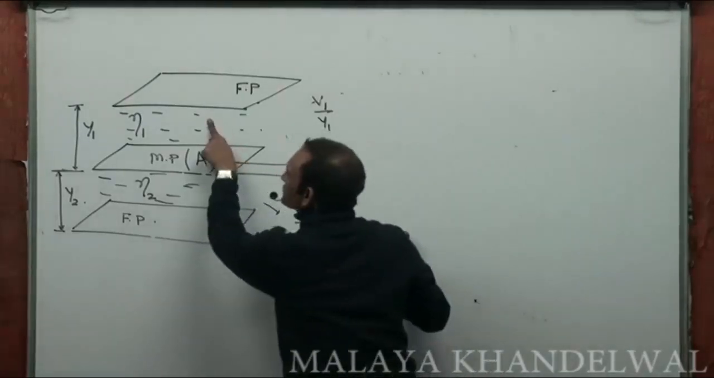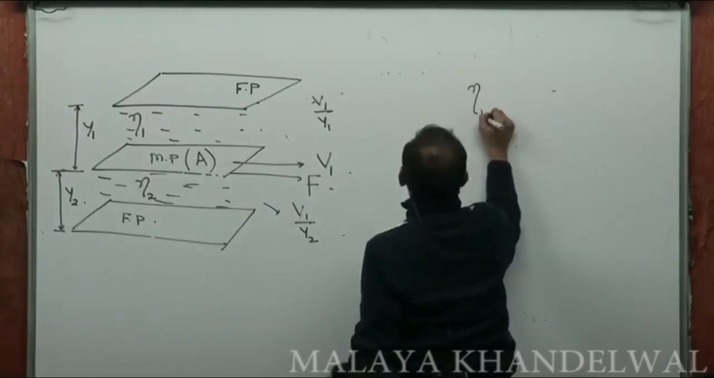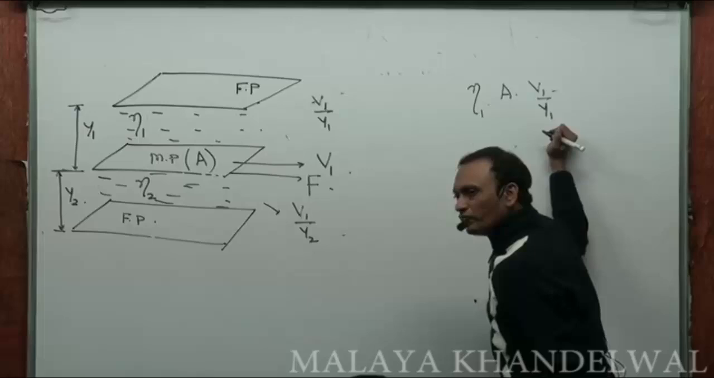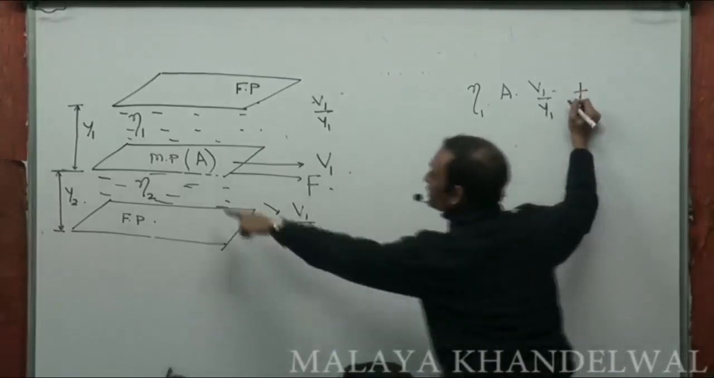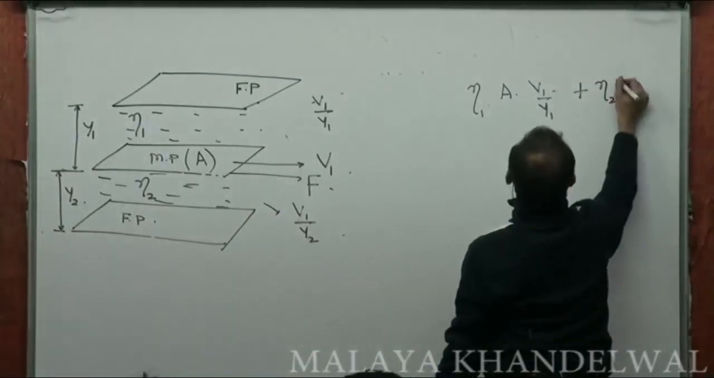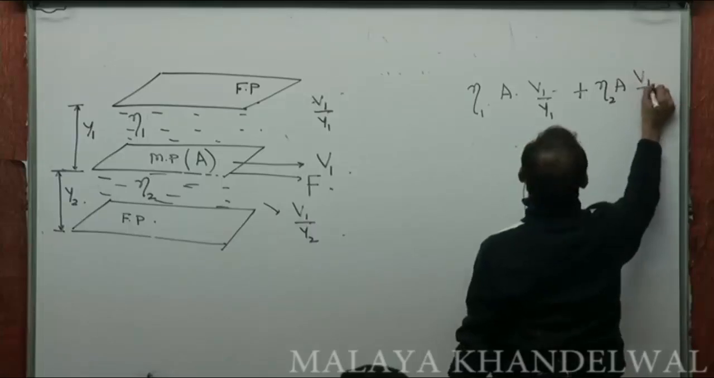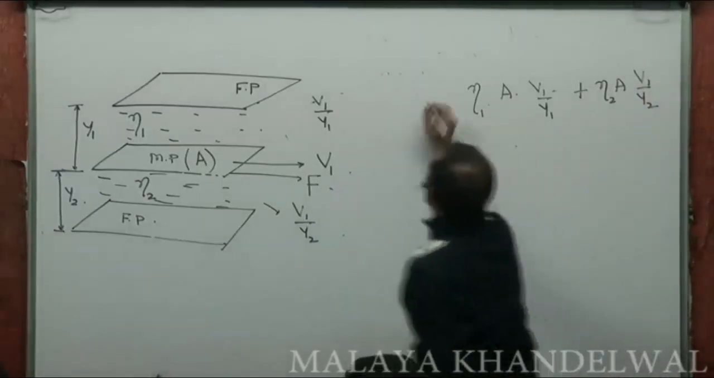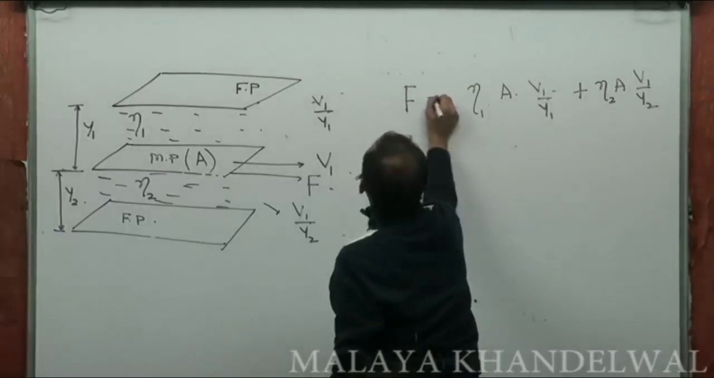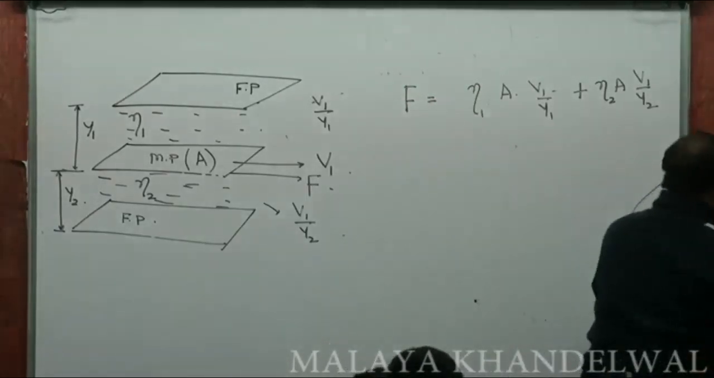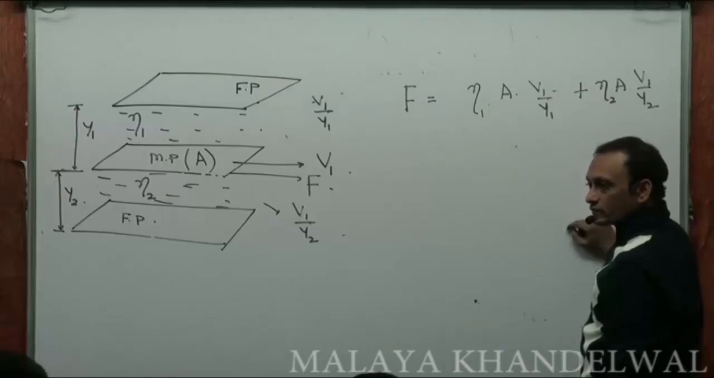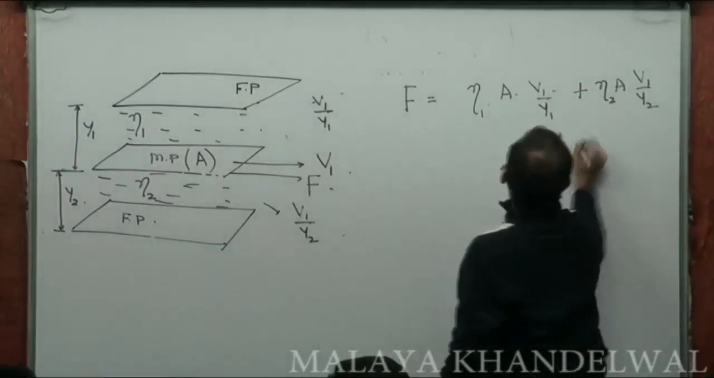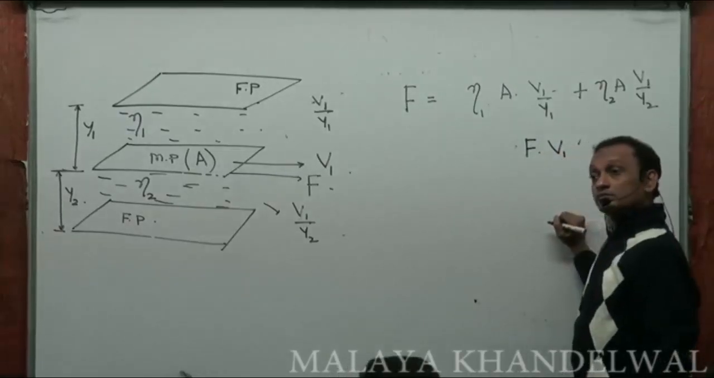So the drag because of the upper fluid is going to be eta 1 into A into v1 by y1. The drag because of the lower fluid, eta 2, is going to be eta 2 into A into v1 by y2. Now this F must exactly balance this drag. So the power required is going to be F into v1. F into v1 is the power required. Got me?